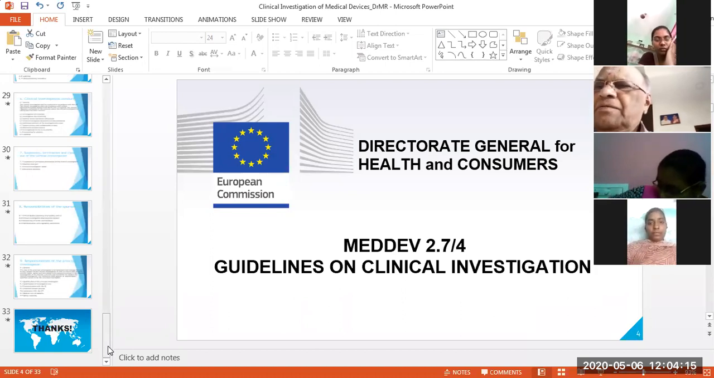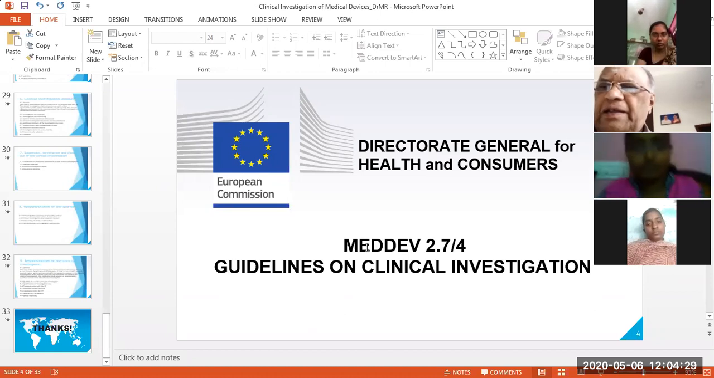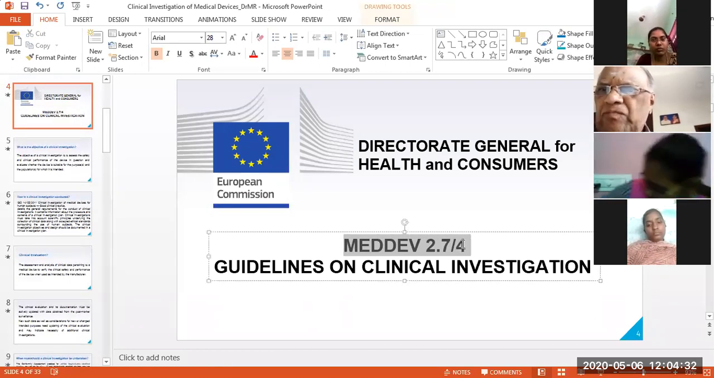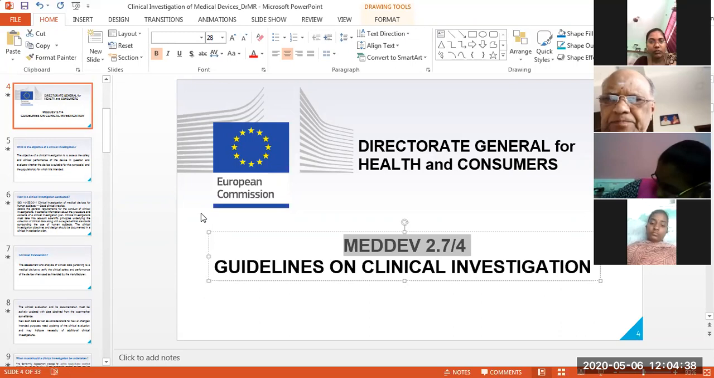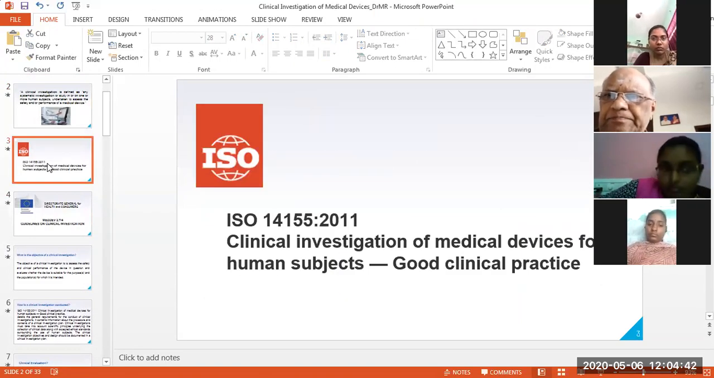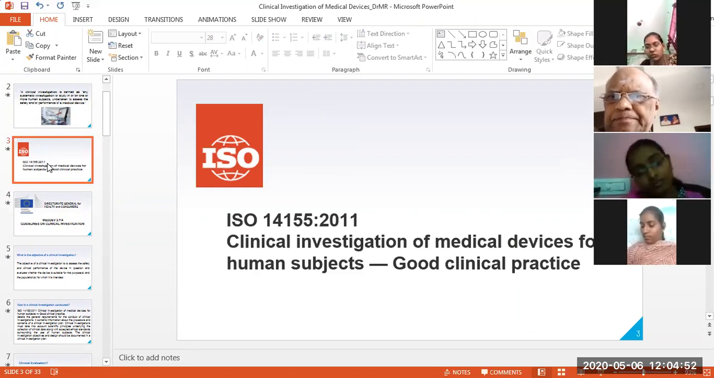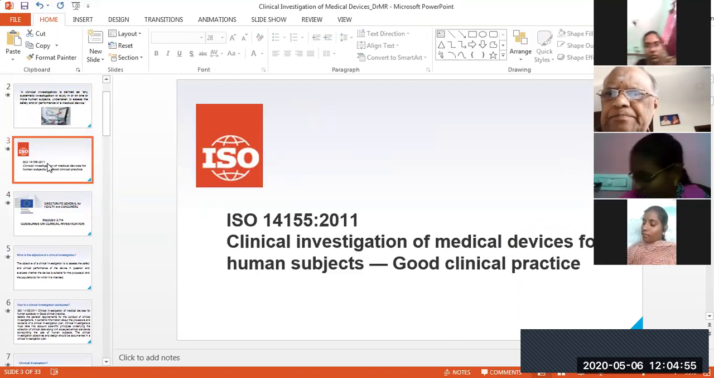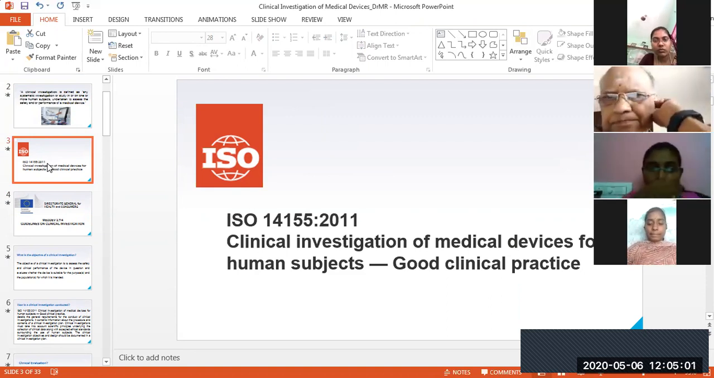Okay, fine. So this is the clinical investigation of medical devices. Here I'm trying to explain the guidelines to conduct the clinical investigation of medical devices. There will be two guidelines, sir. One is MedDev 2.7 revision 4. It is a European guideline that can be accepted worldwide for conducting a clinical investigation of medical devices. Another is the ISO standard, ISO 14155, whose latest version is 2011. This is another standard to follow for clinical investigation of medical devices as a part of GCP. So whether the sponsor or an investigator, you should follow these two standards for conducting a clinical investigation of medical devices, whatever the class it is.